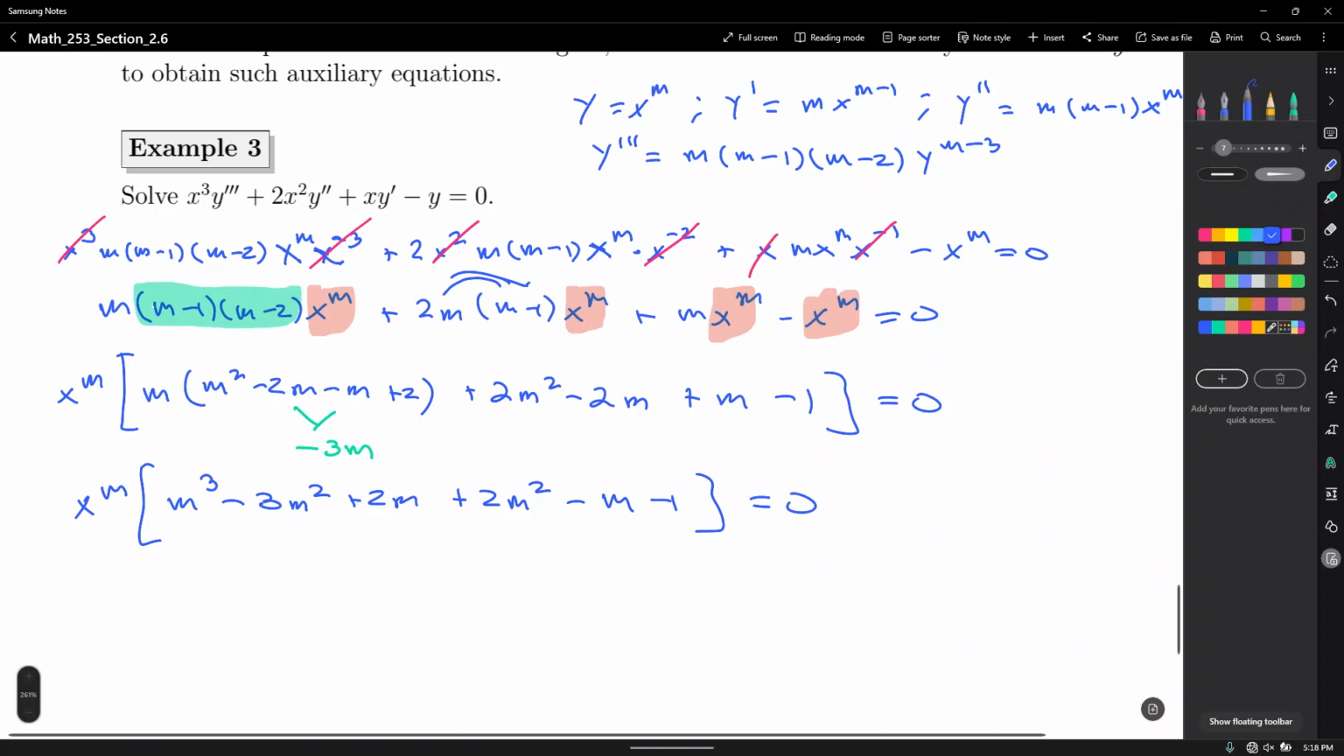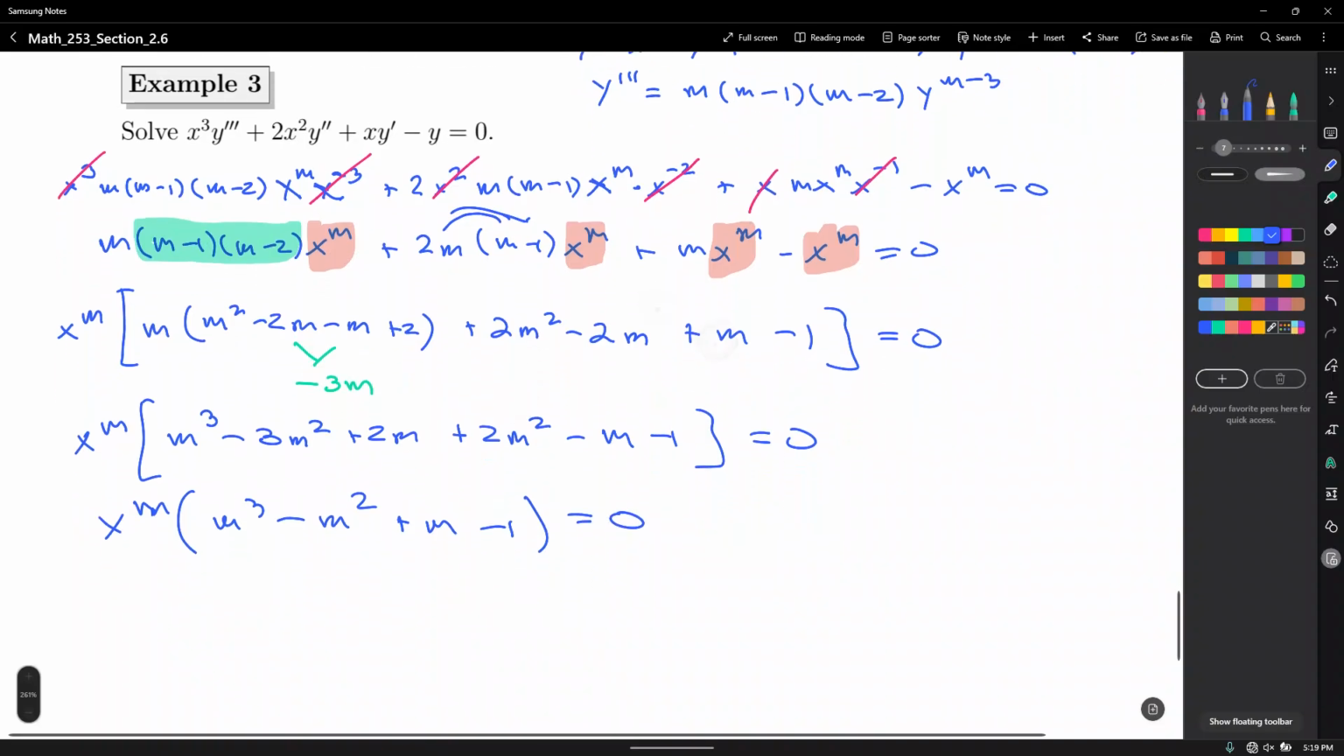Do we have anything else to combine any further? It seems like it, right? So, x to the m times m cubed. Okay, what about m squared? So negative 3m squared plus 2m squared, is that minus m squared? And then 2m minus m plus m, and then minus 1. And this is equal to 0.